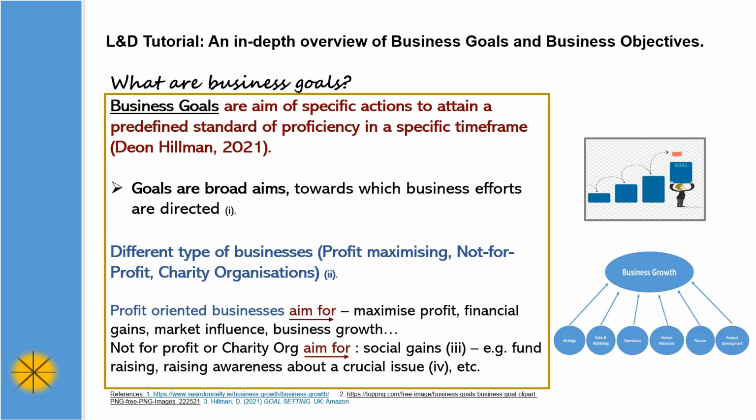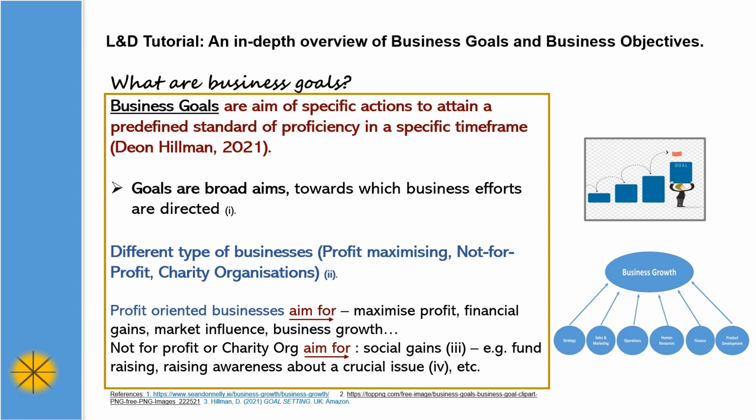Business goals, as Dion Hillman defines, are aim of specific actions to attain a predefined standard of proficiency in a specific time frame. Business goals are a broad statement of objectives. You can define them as declaration statements, disclosure of a plan or a desired outcome that help business organizations achieve their vision for which the business exists. Hence, business goals help set a clear direction for a business towards which the business efforts are directed and help to understand the level of proficiency needed to attain the desired outcome.